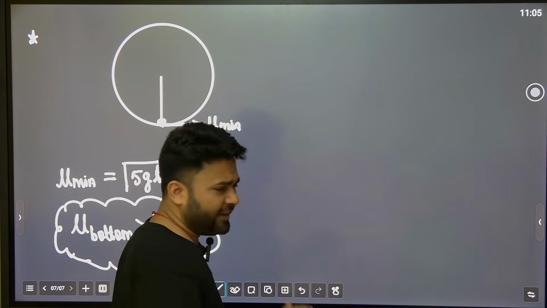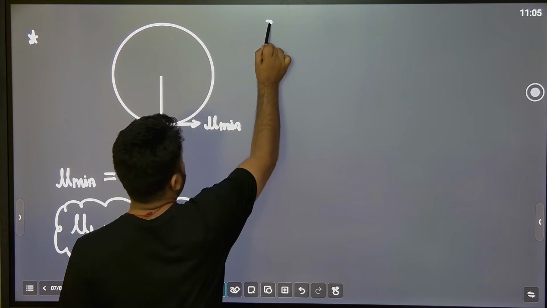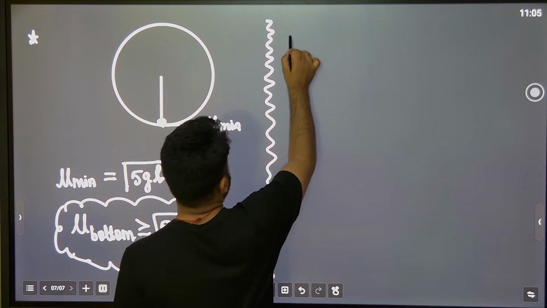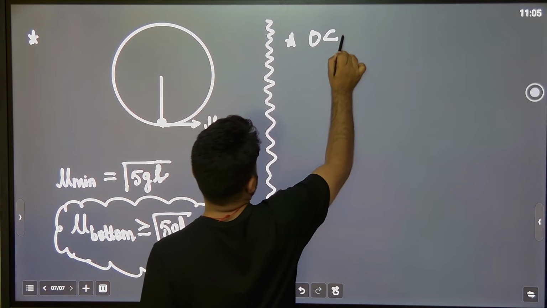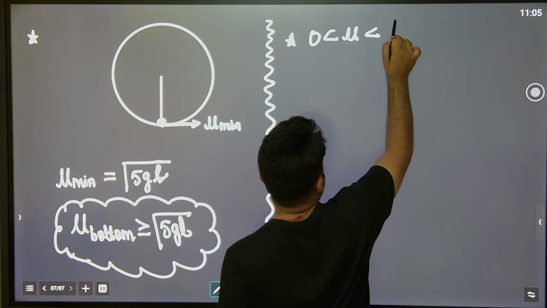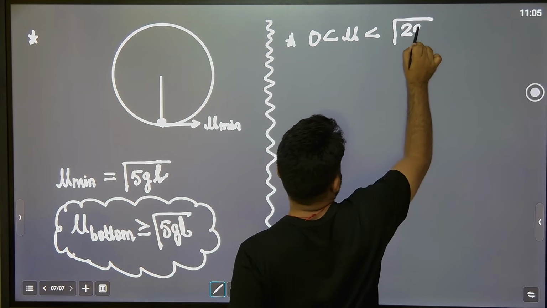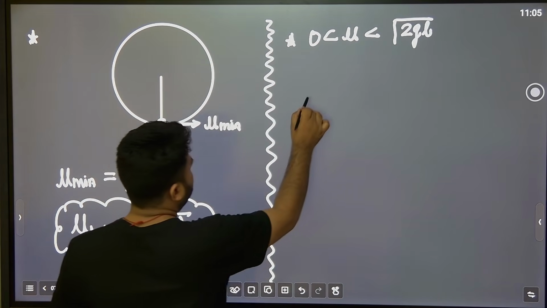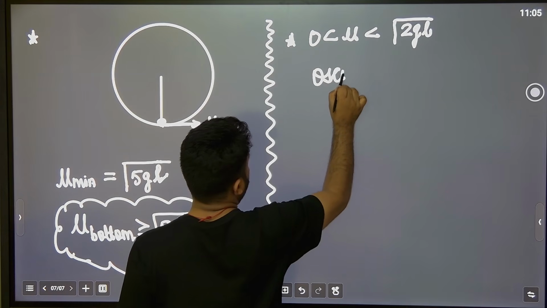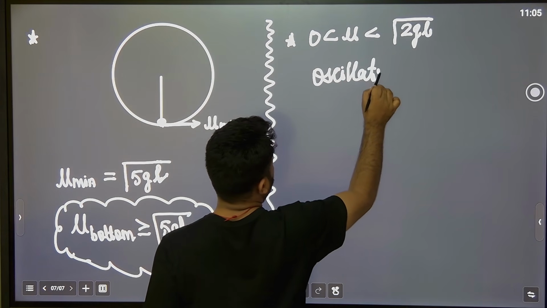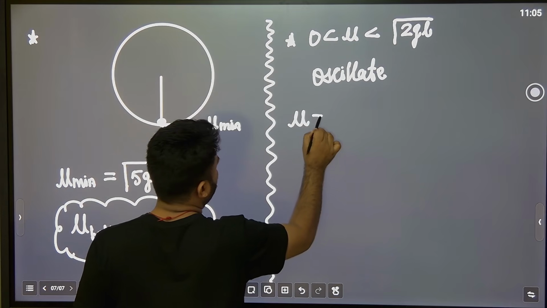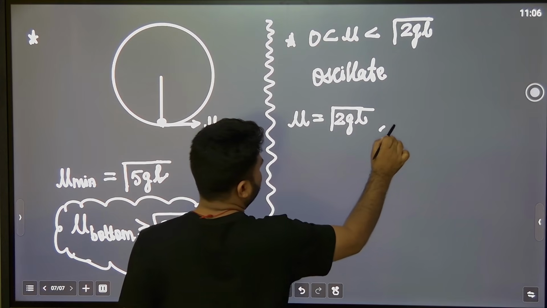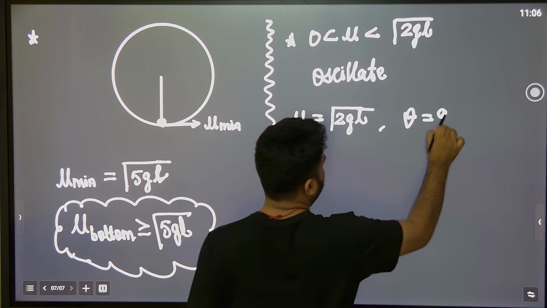So see, again I am not going to the derivation, I am just revising the points. If your speed is from 0 to under root 2 GL, the object will oscillate. And if U is exactly under root 2 GL, the object will reach till theta equals 90 degree.